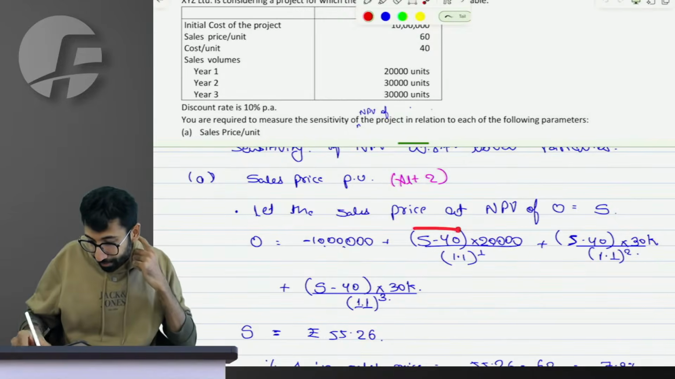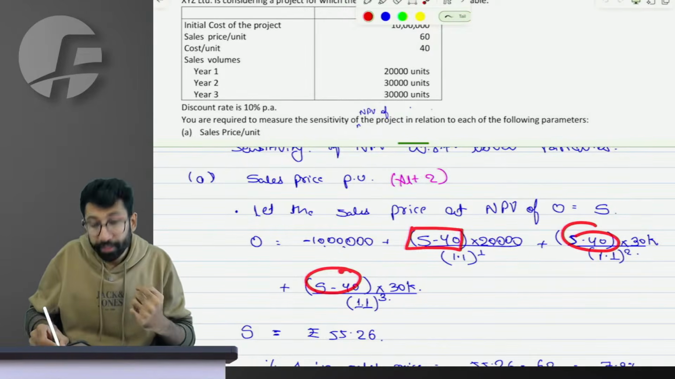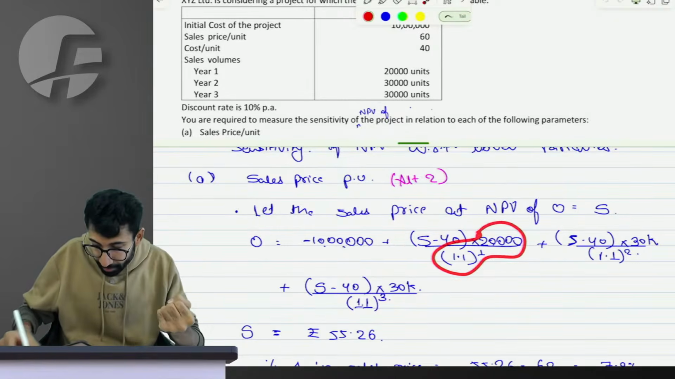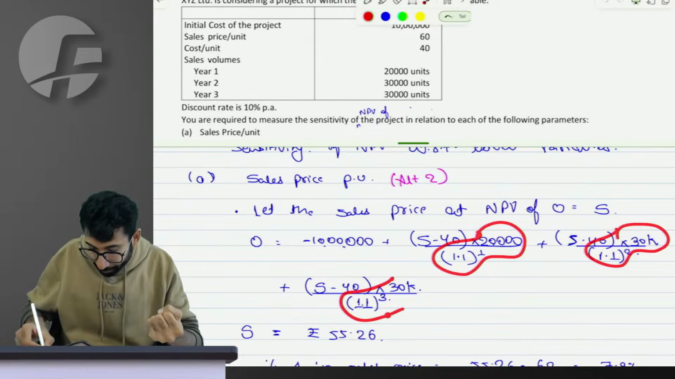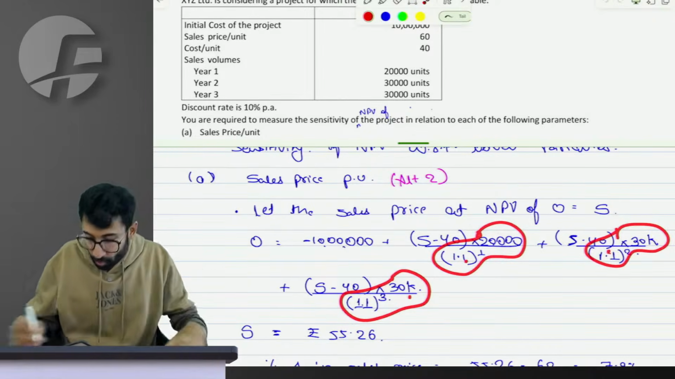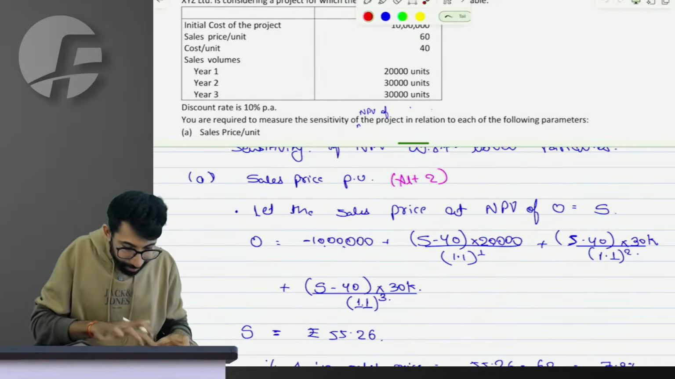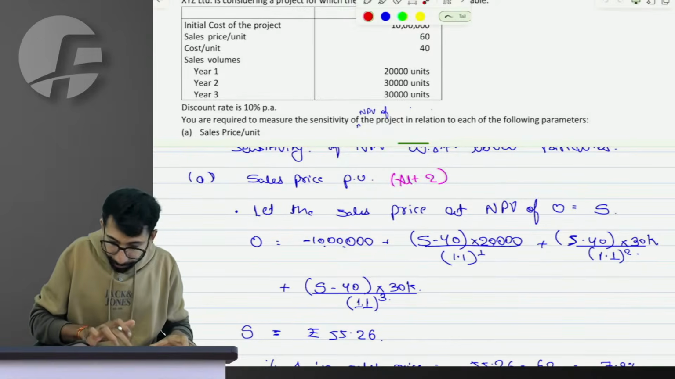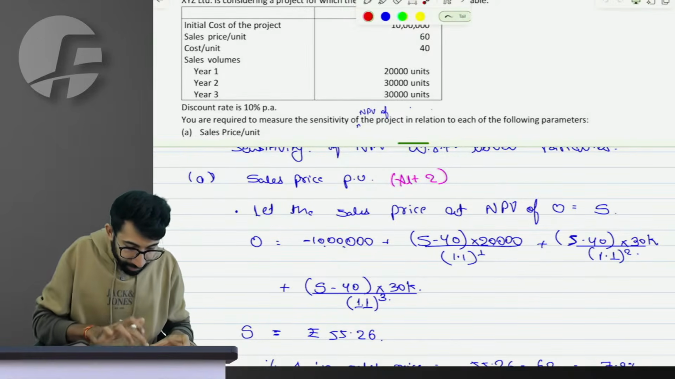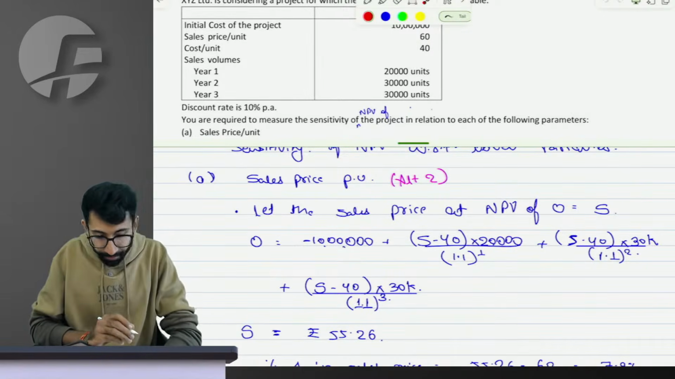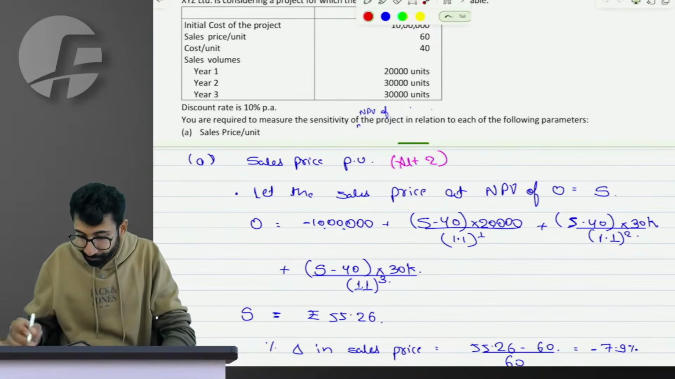Can I take S minus 40 as common? Can I take out S minus 40 as a common number and solve this particular part which has been marked red and add them up? So it is like 20,000 divided by 1.1, plus 30,000 divided by 1.1 squared, and again 30,000 divided by 1.1 cubed. The memory recollect is 65514, right?